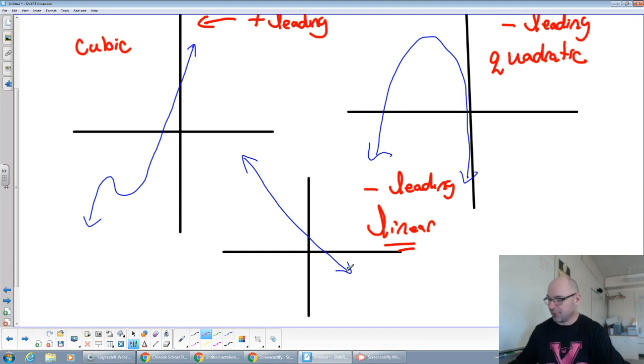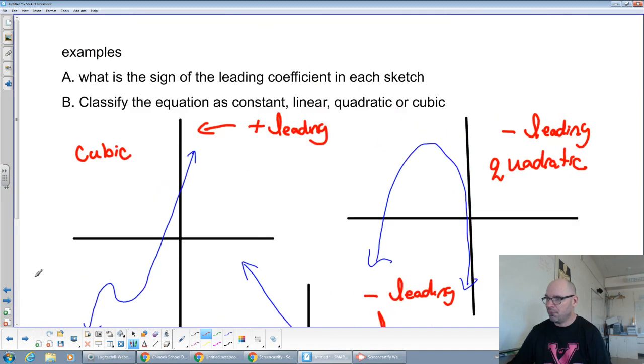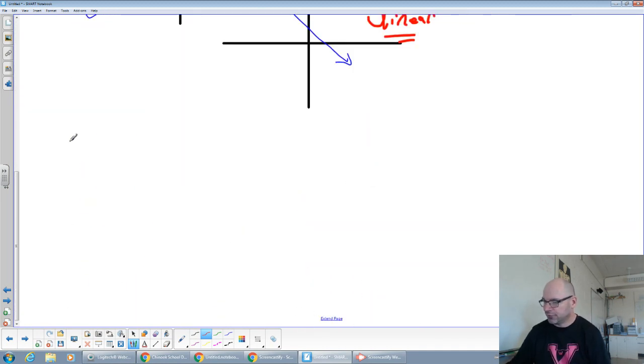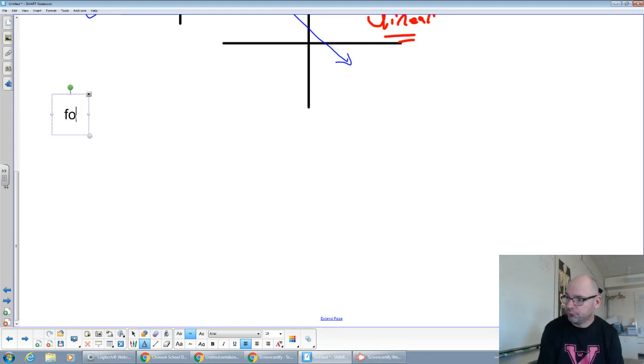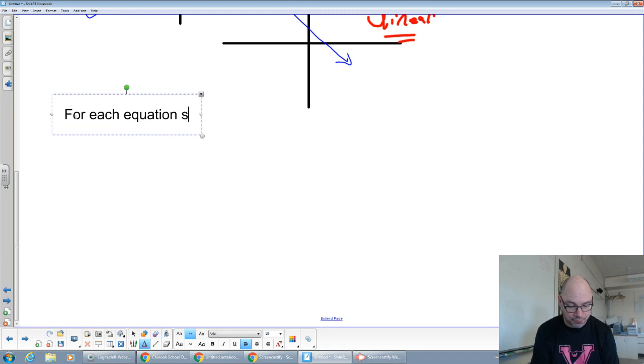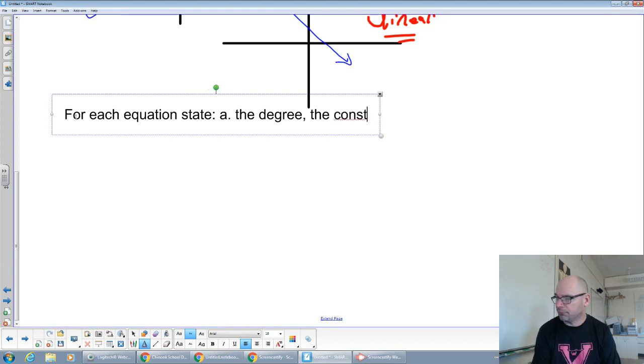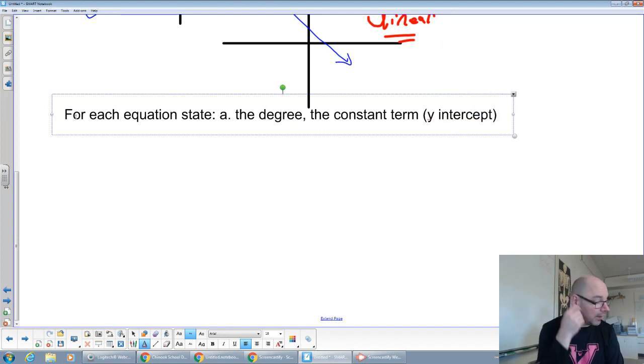Okay, so the other one they might ask something like this. I'm just making sure that I don't mess up. So let's do a second example here. For each equation, state the degree, a constant term or y-intercept. I'll just call it the y-intercept instead of the constant term. And sign of the leading coefficient, or the leading coefficient.